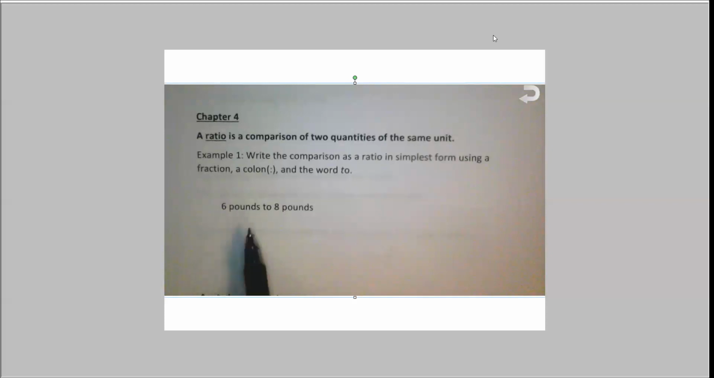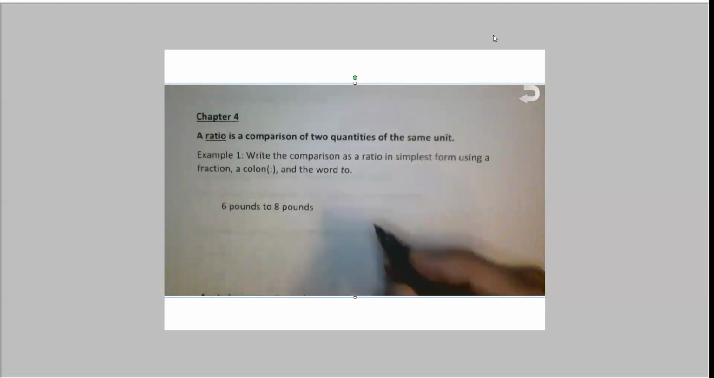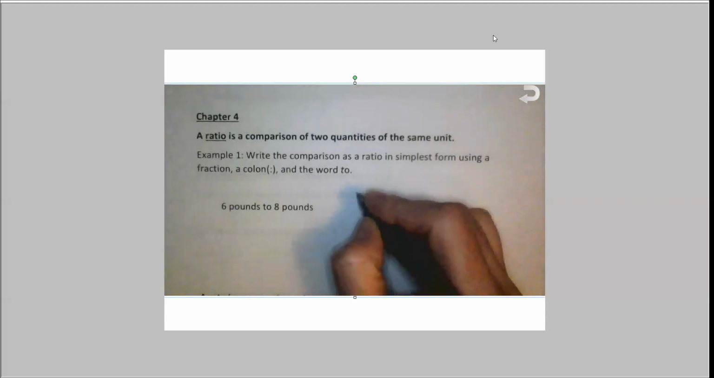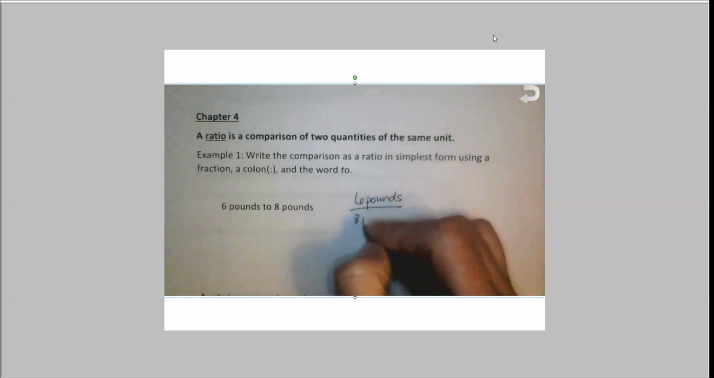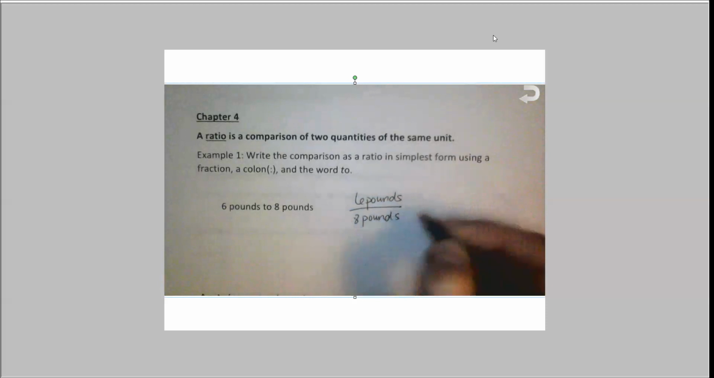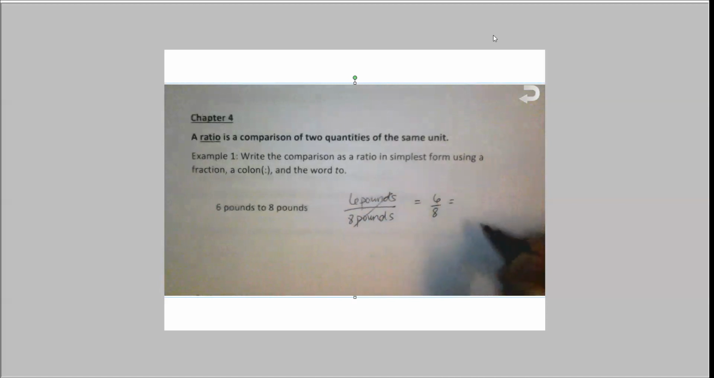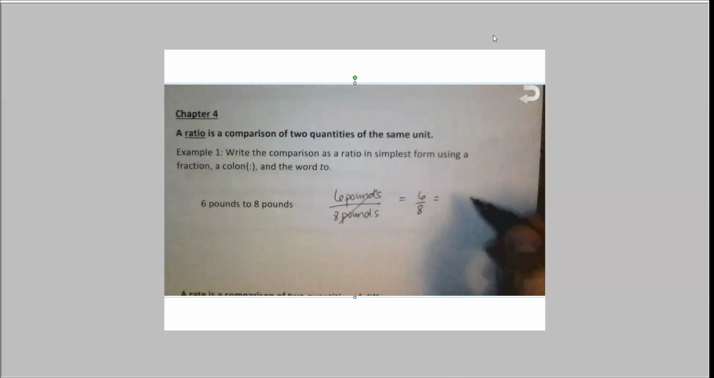But in this problem, we have 6 pounds to 8 pounds. Notice they are the same unit of measure, both are in pounds, so that's what makes it a ratio. So we can set up 6 pounds to 8 pounds, and because they are the same unit of measure, those end up canceling, and I'm left with 6 over 8, which can reduce. Both the numerator and the denominator are divisible by 2, and that equals 3 to 4. So that is a fraction answer.